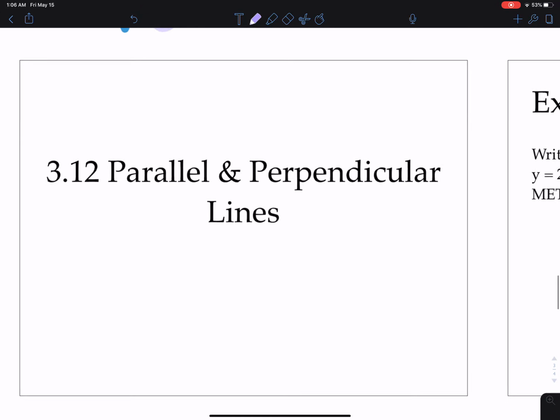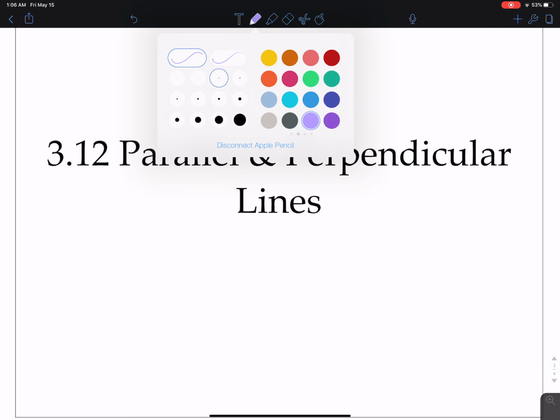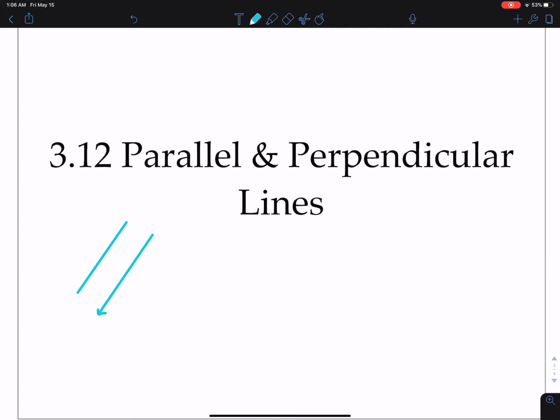Okay, so that brings us to 3.12, which is parallel and perpendicular lines. Parallel lines are like railroad tracks. So there are two lines that are never, ever, ever going to intersect. So these would be two lines that are parallel.